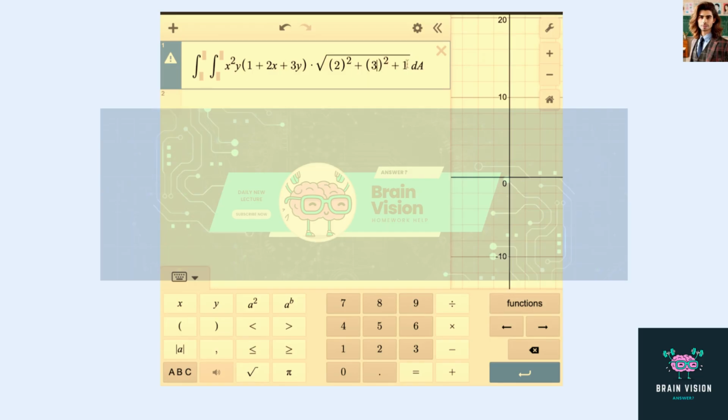We can pull this out right here. This would be the square root of 14, but it's not necessary for it to be in here, so we'll put the square root of 14 out here. Then we want to evaluate this integral. We can multiply it through, and what this is going to look like is x squared y plus 2x cubed y plus 3x squared y squared.